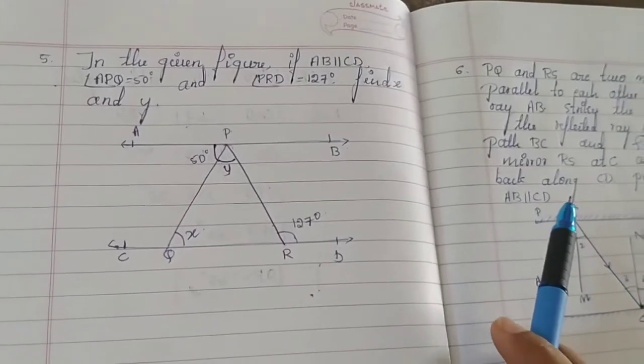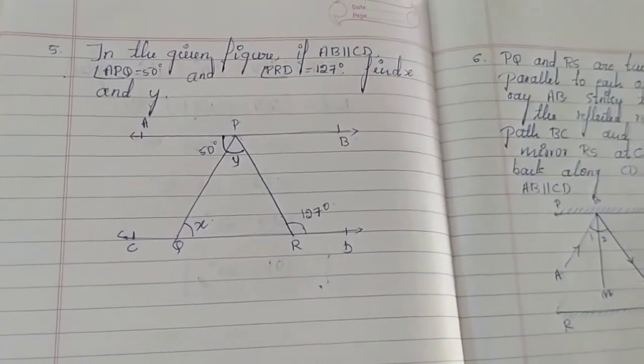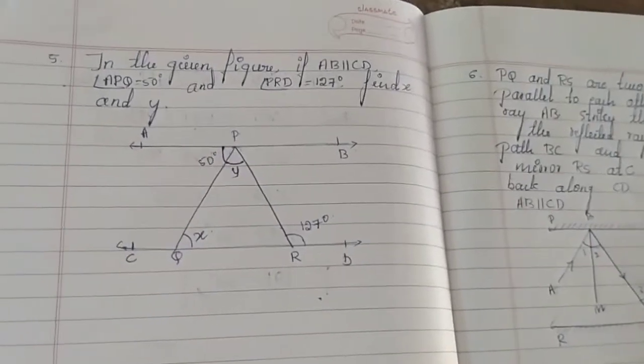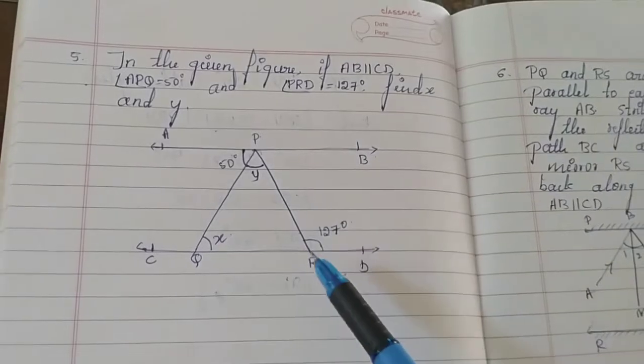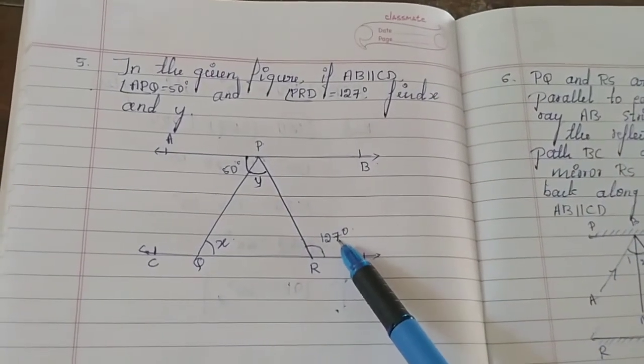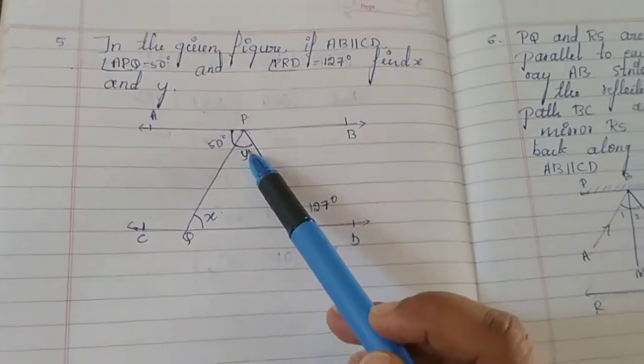So your fifth question is here. In the given figure, if AB is parallel to CD, angle APQ is equal to 50 degrees and angle PRD is equal to 126 degrees, you have to find the value of angle X and angle Y.